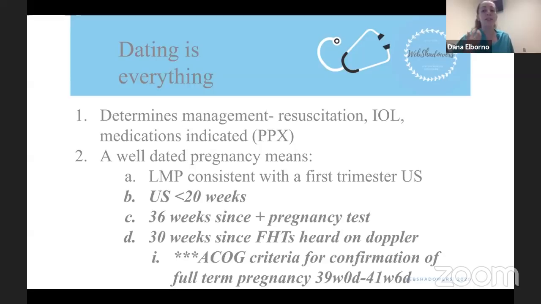So if you had a patient who came into you wanting to be induced electively based off of dating alone, we would use either an ultrasound less than 20 weeks, putting her at a gestational age greater than 39 weeks, or we would have to have it be at least 36 weeks from the time of a positive pregnancy test, or 30 weeks since we heard fetal heart tones on an external Doppler. Any one of those criteria would be considered sufficient to confirm that the pregnancy is at least 39 weeks and that it's safe to proceed with an elective induction.